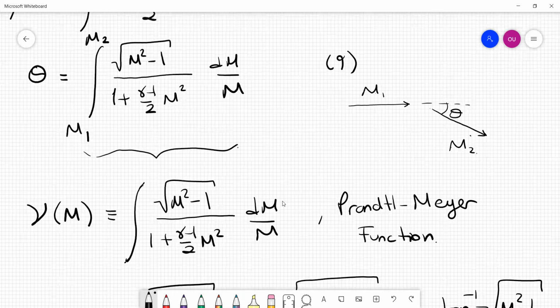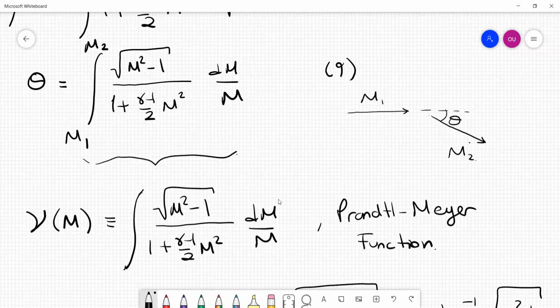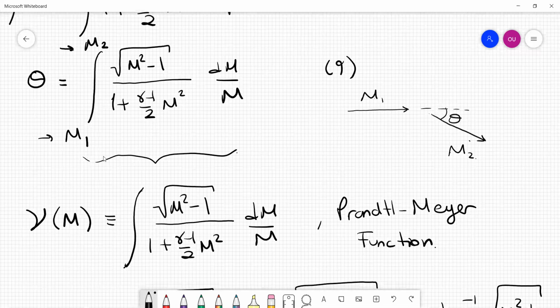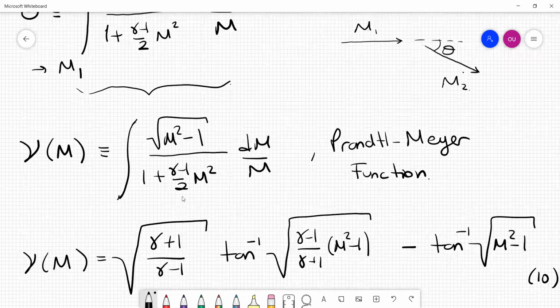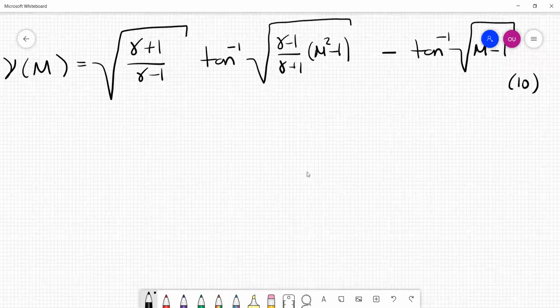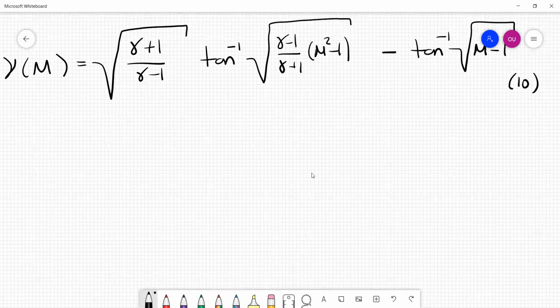This theta integral is a definite integral. It involves integration of the Prandtl-Meyer function from M1 to M2. So it's basically the evaluation of this new function, the Prandtl-Meyer function at M2 minus its value at M1. As simple as that.